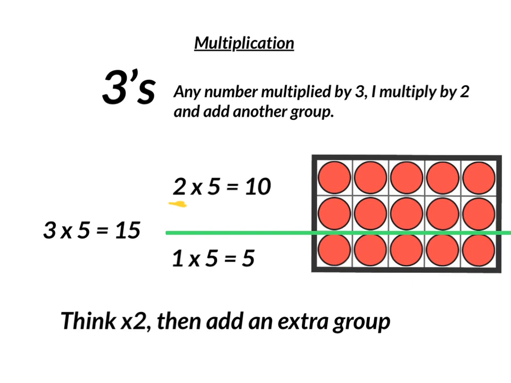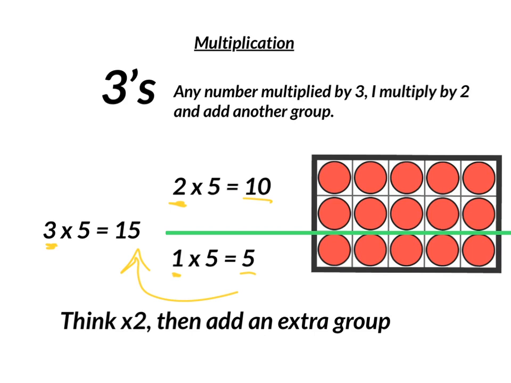So what is 1 times 5? Okay, 1 times 5 is 5, so 10 plus 5 must equal 15. If we look at the way that we're breaking apart our array, we are saying to ourselves, what is 2 groups of 5? And then what is 1 group of 5? So we know that 2 groups plus 1 group is 3 groups.